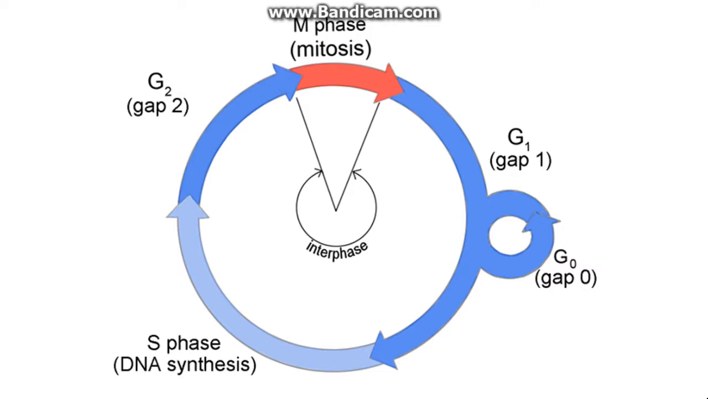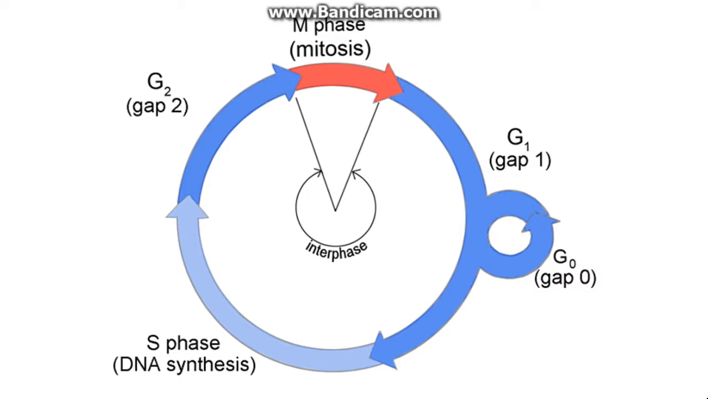It duplicates the chromosomes. And then the G2 phase is the period after the chromosomes have been duplicated and just before mitosis. The cell continues to grow and carry out its functions during this time. Mitosis, which is cell division, can be split into 5 phases.